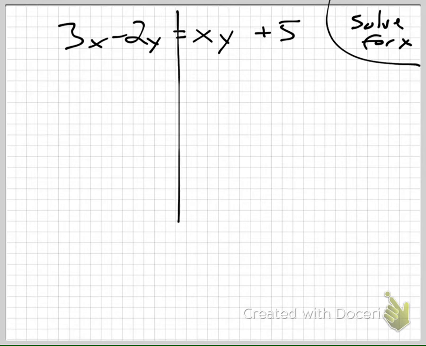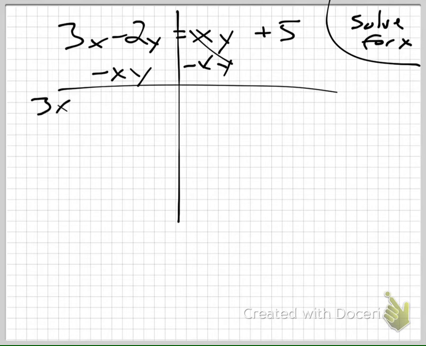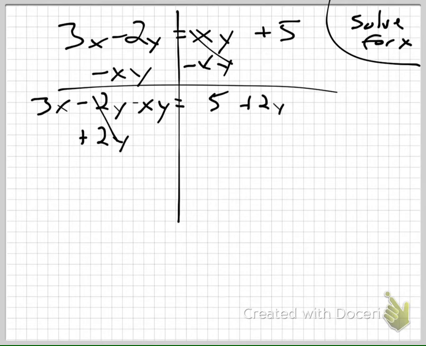We have a problem here. There's x's on both sides. And it's ugly. This is not a pretty one. So let's get all the x's on one side then. Let's go minus xy. That gives us 3x minus 2y minus xy equals 5. We're trying to get x by himself. So we're going to go plus 2y. They're gone. So I have 3x minus xy equals 5 plus 2y.